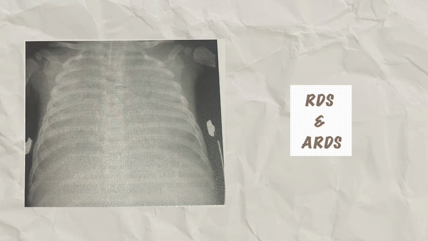Putting all these findings together, like bilateral symmetrical ground glass opacities, air bronchograms, and normal cardiac size, the chest X-ray findings are most probably suggestive of acute respiratory distress syndrome or ARDS.